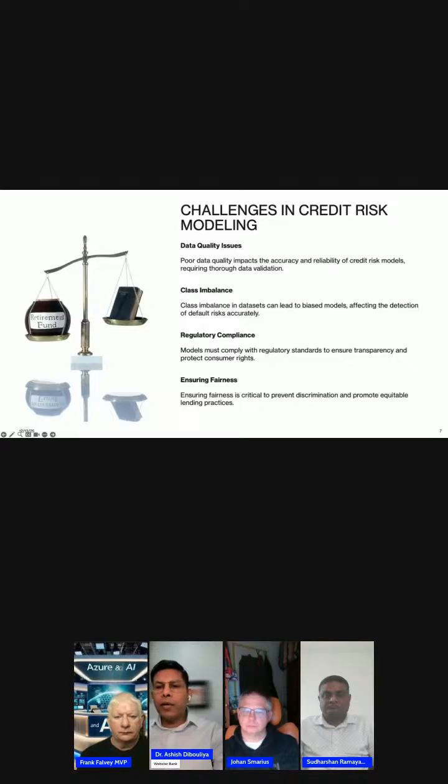The third is regulatory compliance, which remains a crucial challenge. Under frameworks such as Basel or supervisory guidance like SR 11-7 that we talked about, models must be transparent, explainable, and independently validated, regardless of whether they are traditional or machine learning based models. Finally, fairness is increasingly important. Credit models must be monitored to ensure they do not introduce unintended bias, and that lending decisions remain fair. So addressing these challenges requires a combination of strong data governance, robust modeling techniques, and continuous monitoring throughout the model life cycle.